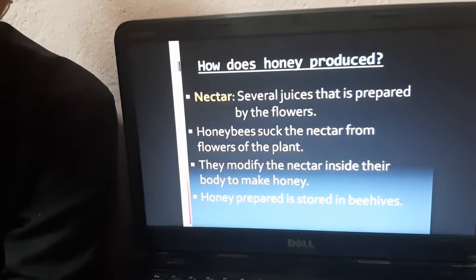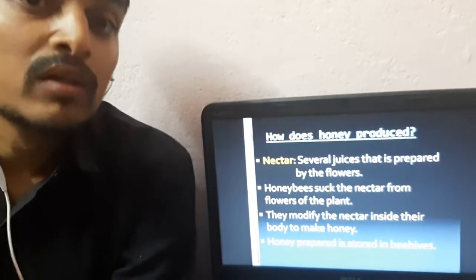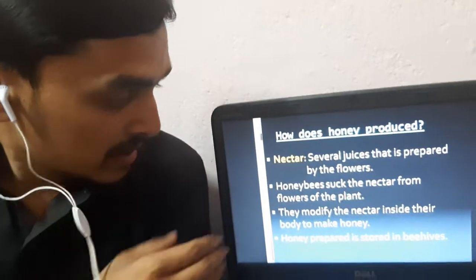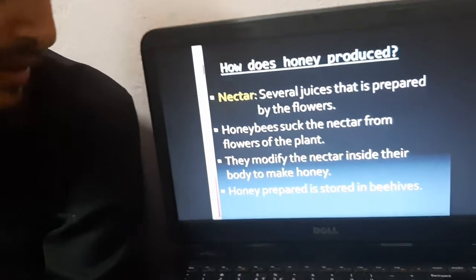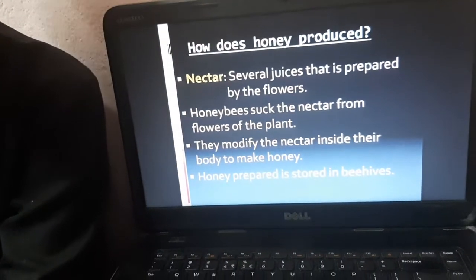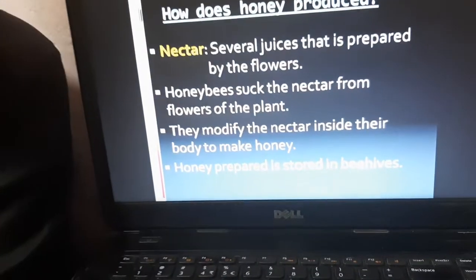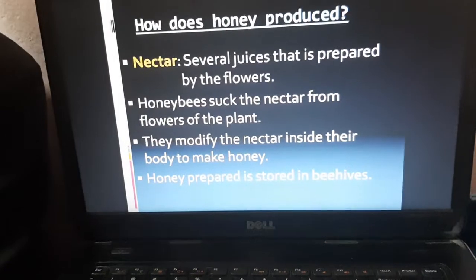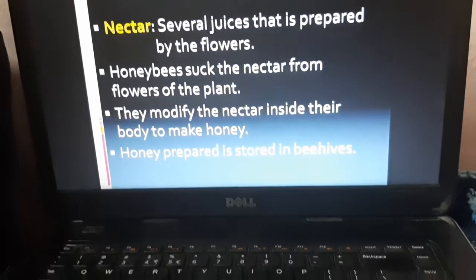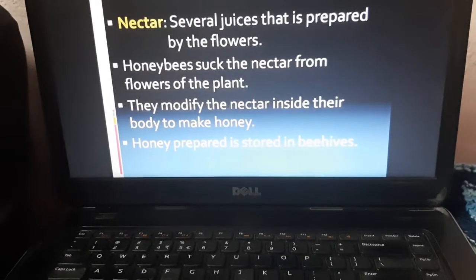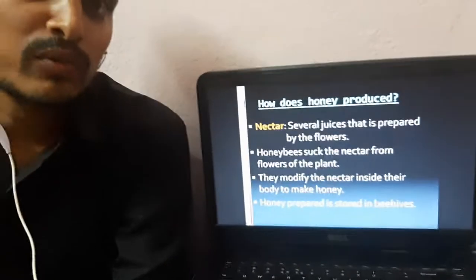What do honeybees do? Honeybees go to the flower and suck out the nectar, and come to their beehives, and they modify the nectar inside their body to make honey, and this honey is prepared and stored in beehives. You all know about beehives. A beehive is the place where honeybees store their honey and also reside. So this is the basic procedure to make honey.